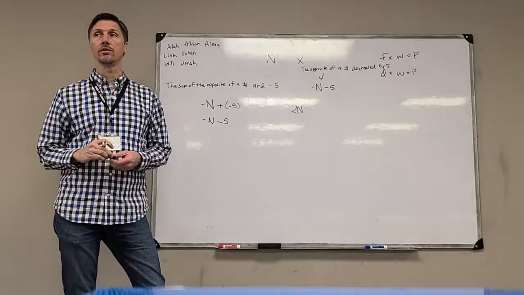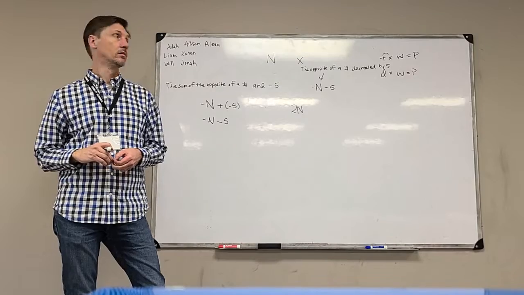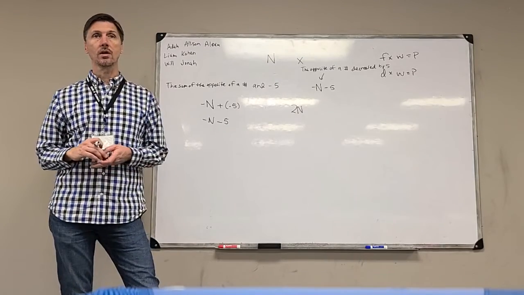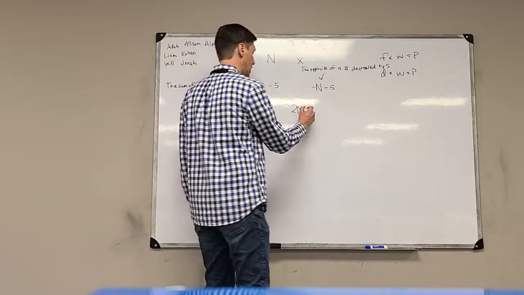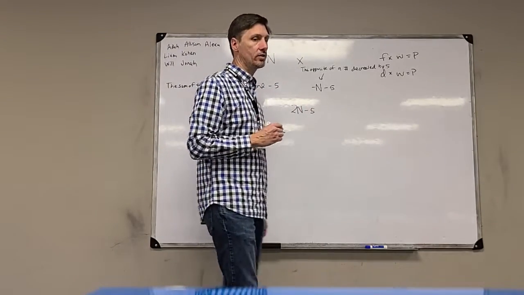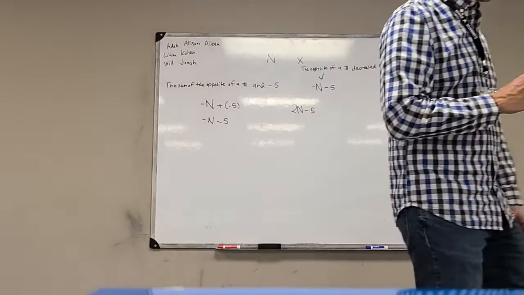So what else would I have to do? The sum of twice a number and negative 5. Yep. Plus negative 5, which is just minus 5. Right? So that's the sum of twice a number and negative 5.